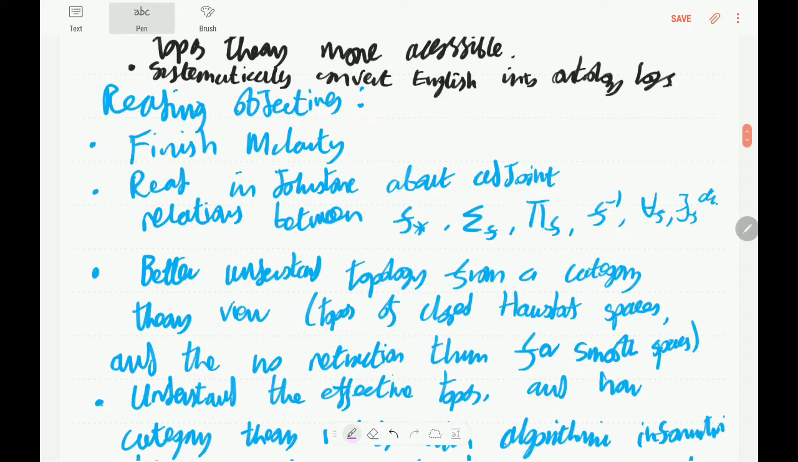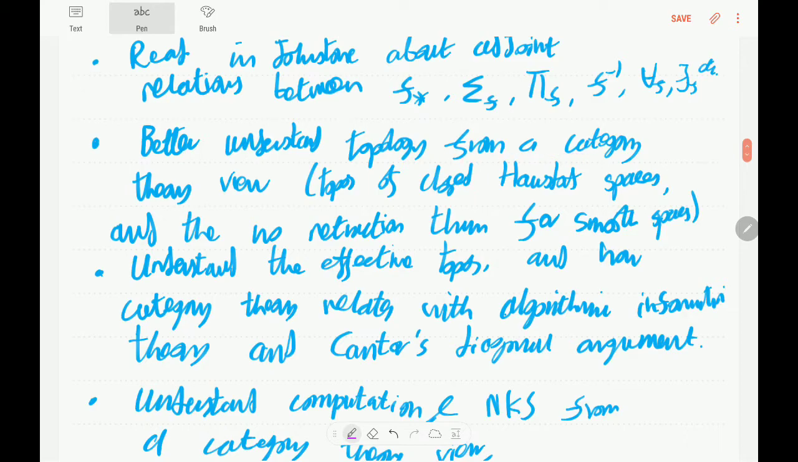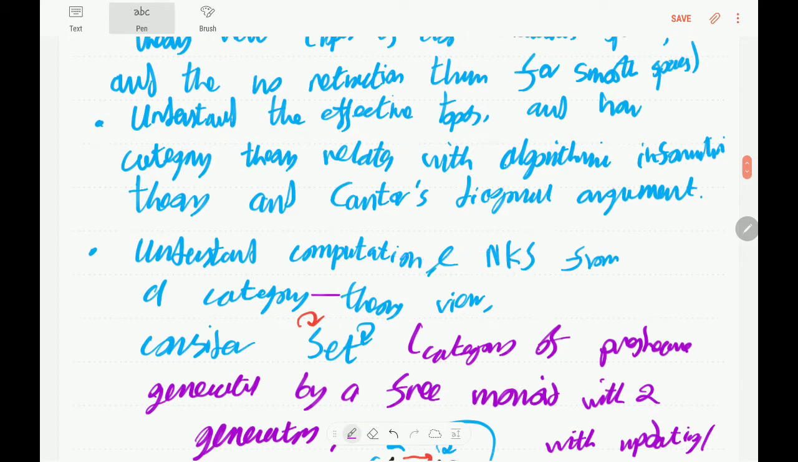Other things, reading objectives, this is just for myself. I want to finish reading McLarty, read some of Johnstone, understand the adjoint relations between different kinds of functors related to topos logic, understand topology from a categorical viewpoint, closed Hausdorff spaces, groupoids and topology, understand more about this category of smooth spaces, the retraction theorem, understand about the effective topos, how that relates with recursion theory, how that relates with Cantor's diagonal argument and Chaitin's theory of algorithmic information, understand about computation in NKS from a categorical viewpoint.